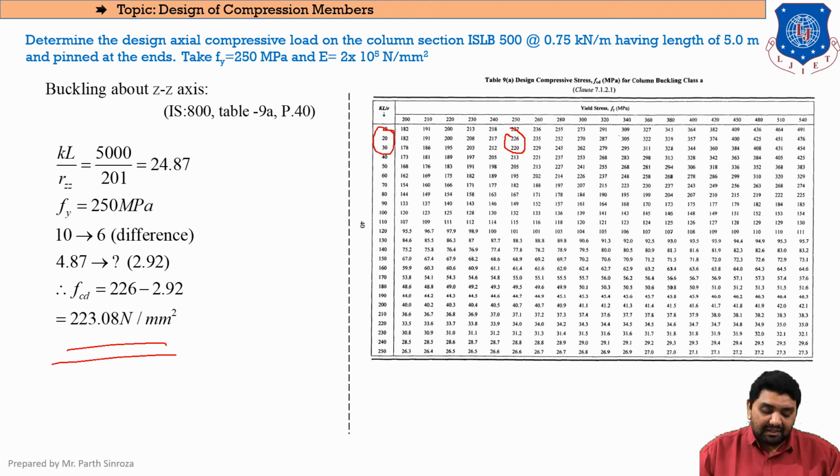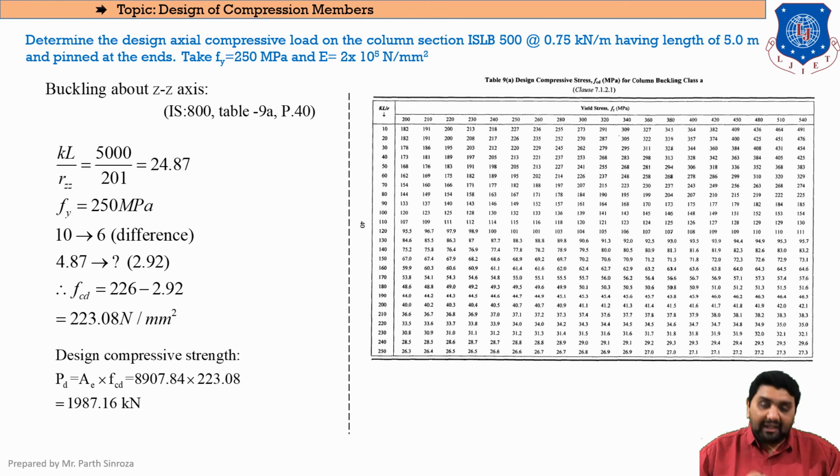Clear? This is our FCD, and according to this FCD we will be solving our final step, that is PD. So PD will be equal to A into FCD. For A we will be considering our effective area that we obtained, and for FCD we will be substituting this term. So here the final answer comes out to be 1987.16 kilonewton. Yeah? So this was along buckling class ZZ.